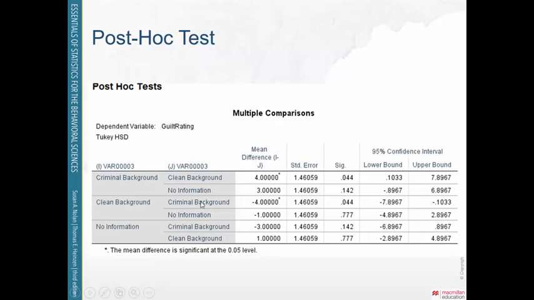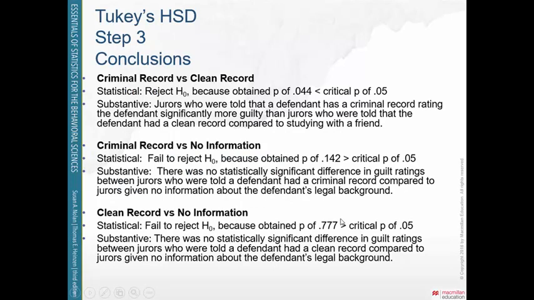And then we've got one more comparison. This is the clean to the no information. So clean background to no information. There was only a 1-point difference. Is 0.77 less than 0.05? Nope. So we know that this is also not statistically significant.